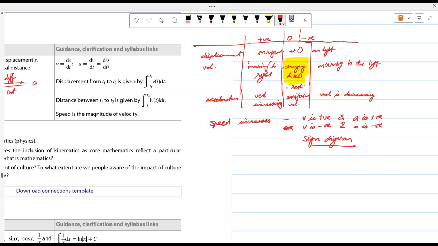Now, the next thing you need to remember is that displacement is the definite integral of the velocity. Distance cannot be negative, so it's the absolute value of the velocity and you integrate that. For this you always have to use the GDC. Speed is the magnitude of velocity, therefore you take the absolute value.